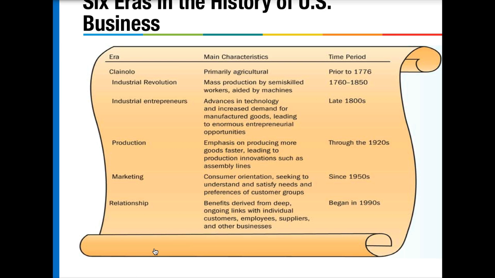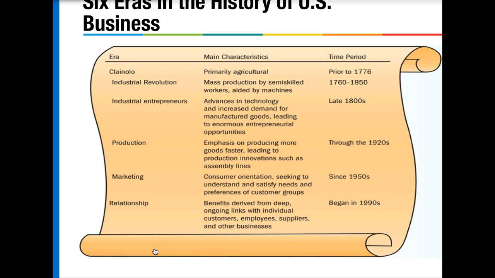Here are just some of the business eras. It's kind of interesting to see. Prior to 1776, we were mainly an agricultural society. After that, the Industrial Revolution through 1850, it was more of a mass production with semi-skilled workers. Then in the late 1800s, we had more advances in technology, leading to industrial entrepreneurs.